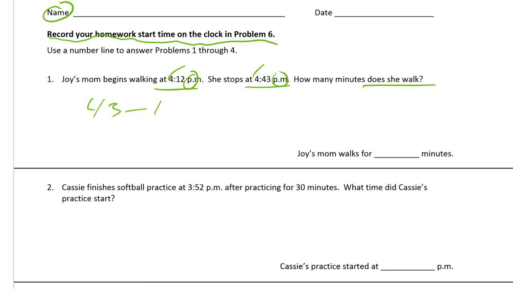43 minus 12 equals. And you could use the digits for this, or you could do it vertically. This is a really easy one to do with the vertical method because you don't have to regroup anything. 3 minus 2 is 1, and 4 minus 1 is 3, just like that. So you could have that.